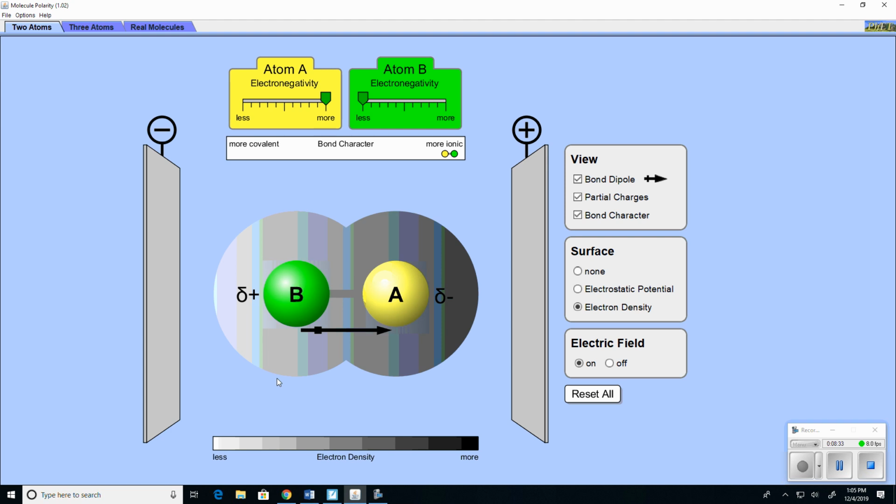So the front page of this was trying to show you the difference in electronegativity between the two bonded atoms. And again, we just use variables A and B, and how to represent that, like this dipole moment arrow, and partial charges as well.